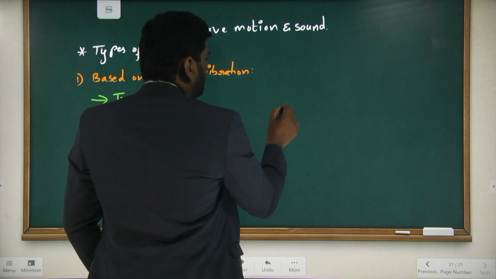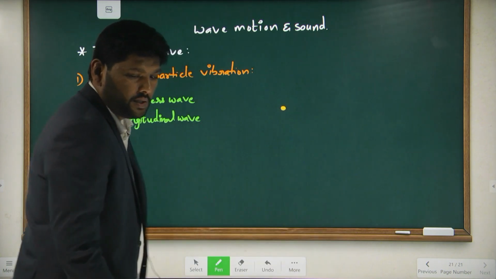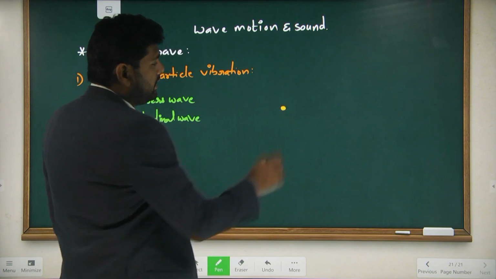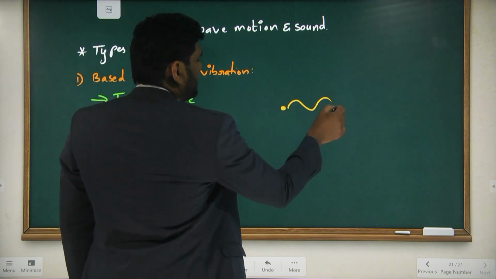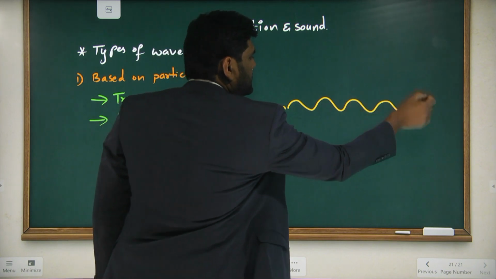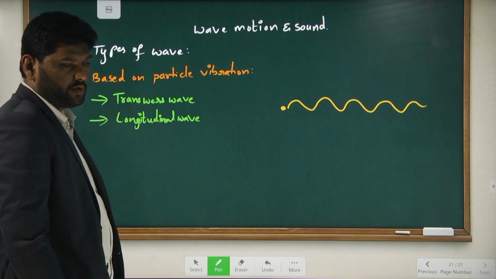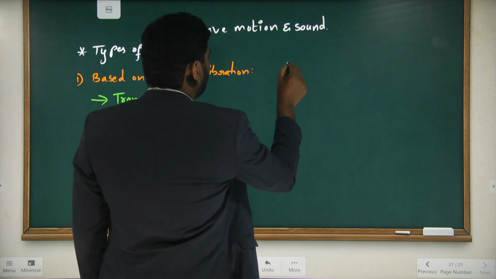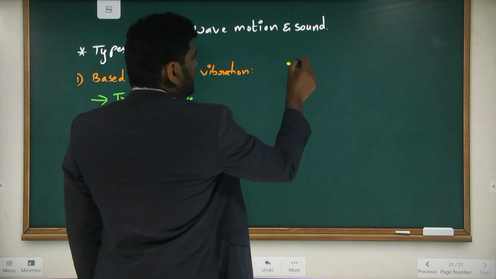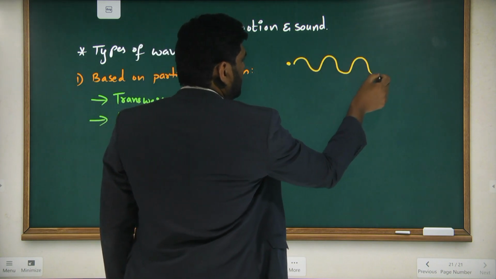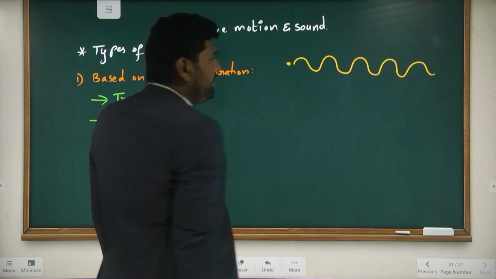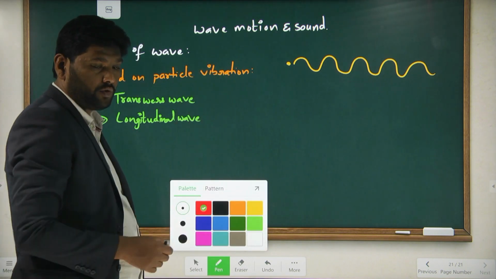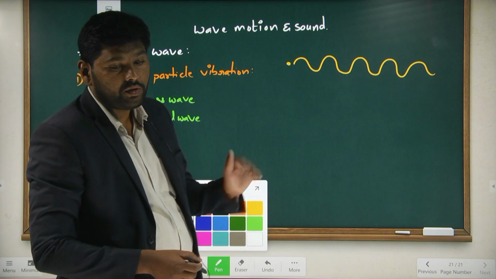Let me take, this is a particle. Due to the vibration of this particle, the wave is produced this way. Wait, let me write here. This is a particle, and this is the wave because of the vibration of the particle. But here, in which direction does the vibration happen? The motion is perpendicular to the wave propagation.